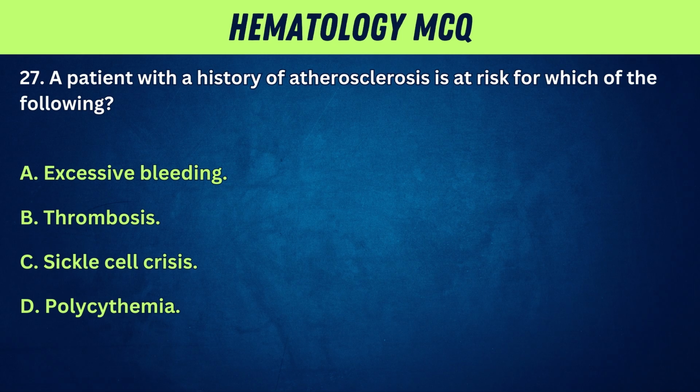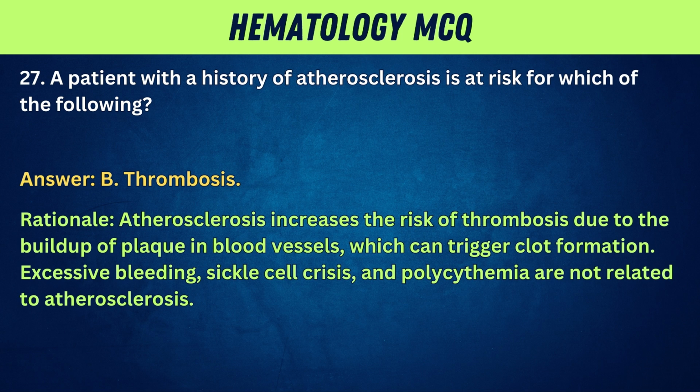27. A patient with a history of atherosclerosis is at risk for which of the following? A. Excessive bleeding. B. Thrombosis. C. Sickle cell crisis. D. Polycythemia. Answer: B. Thrombosis. Rationale: atherosclerosis increases the risk of thrombosis due to the buildup of plaque in blood vessels, which can trigger clot formation. Excessive bleeding, sickle cell crisis, and polycythemia are not related to atherosclerosis.